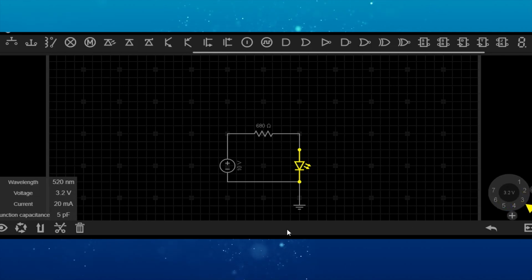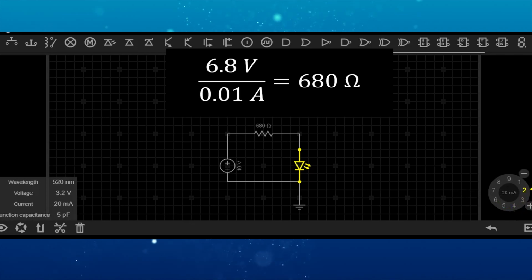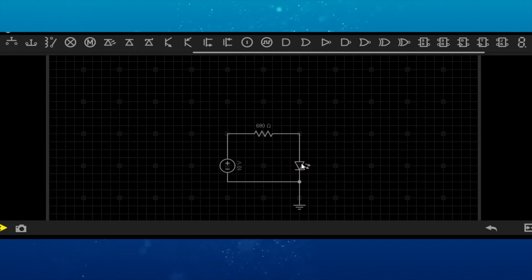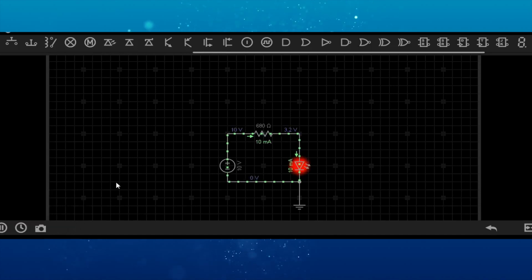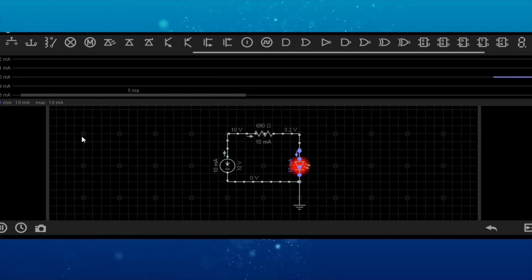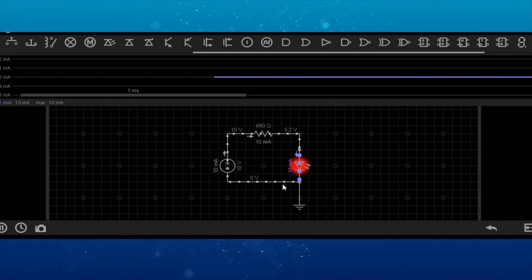If we apply our tool, we obtain the desired value of 680 ohms, which is the optimal value for our circuit resistance. If we don't have this value of resistance available, we shall use a similar higher value resistor. We must not use a lower resistance value, so we don't risk to blow up the LED.